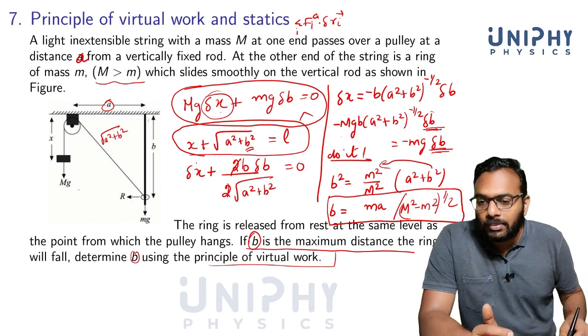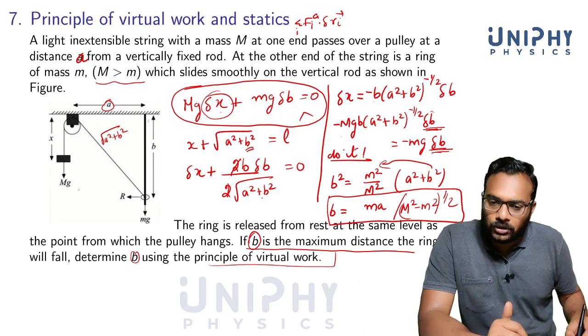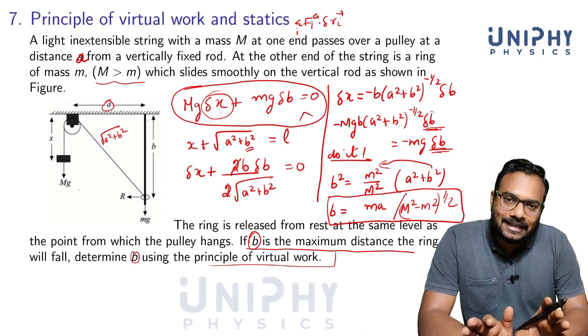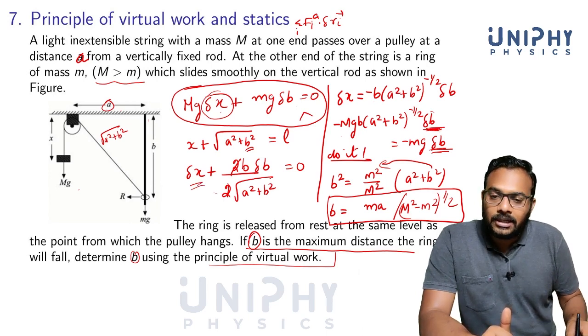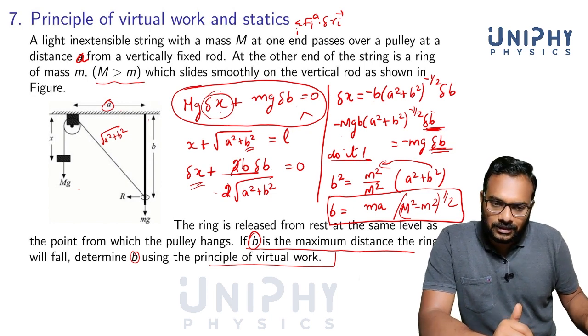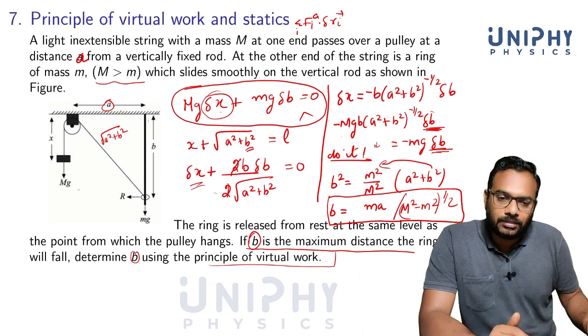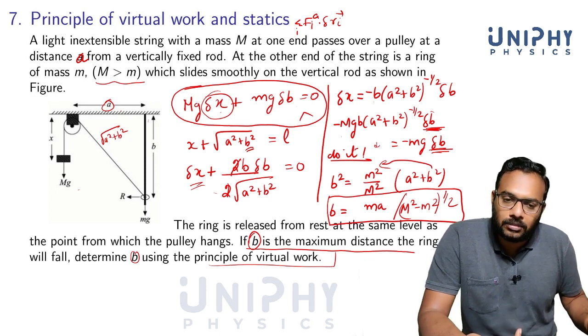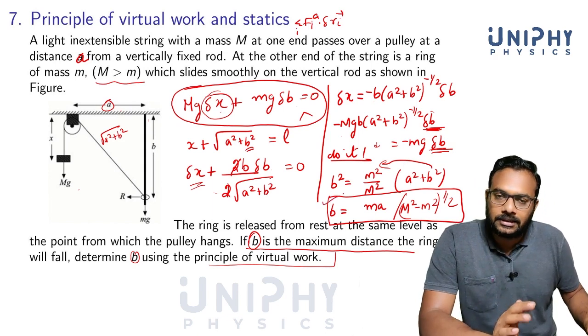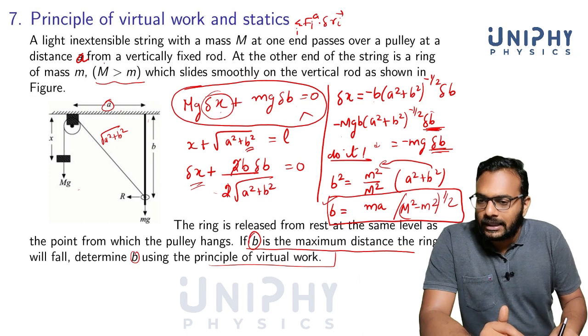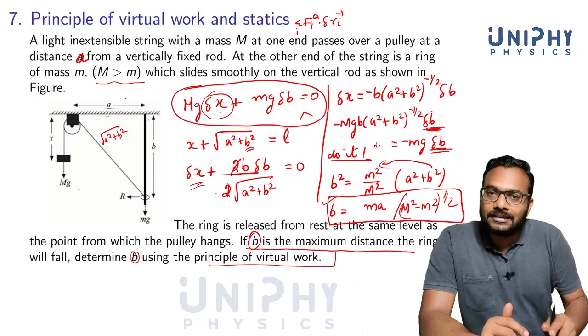You take the virtual displacement delta on both sides. You should remember that delta acts like a derivative, so you just do that and you can find delta x in terms of delta b. Now you substitute it back, and since delta b is arbitrary, this equation reduces to minus mg b (a square plus b square) whole raised to minus 1 by 2 is equal to minus mg. Now you just solve it for b and you get the final answer. Remember a is this length; it's not any acceleration, it's just this length.